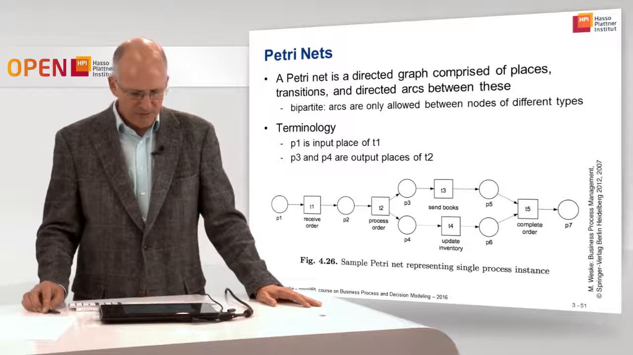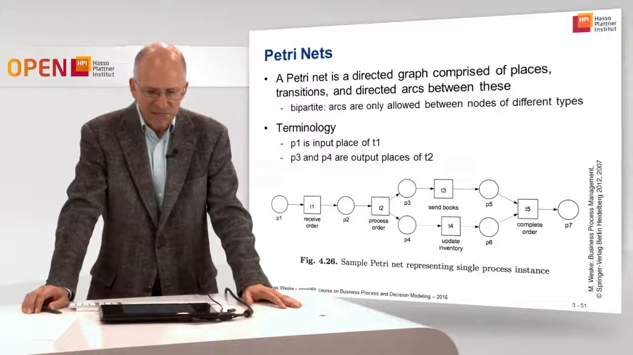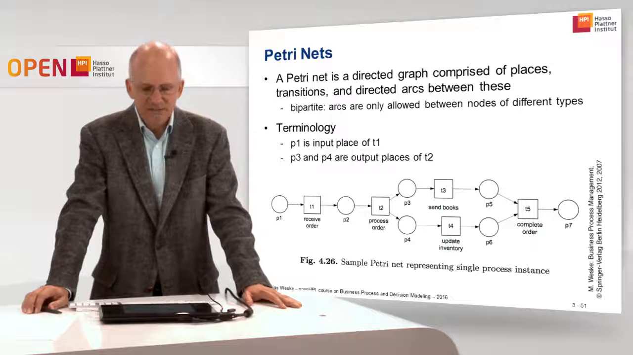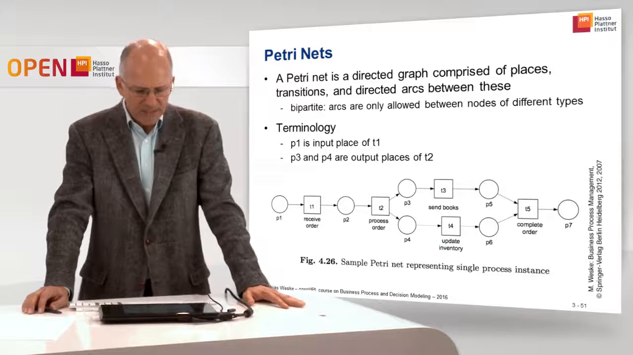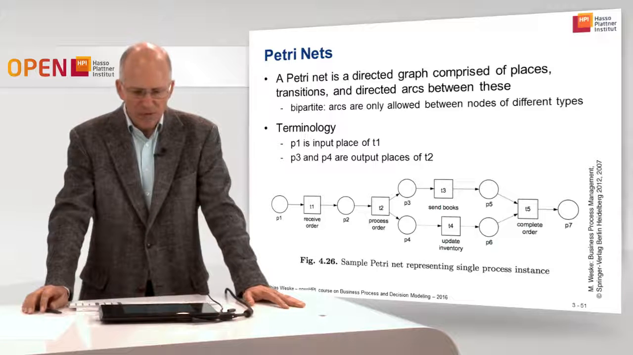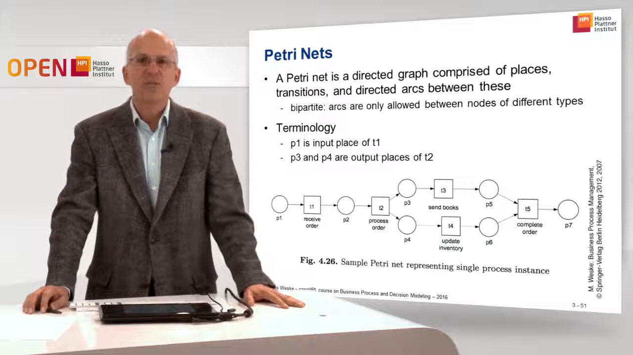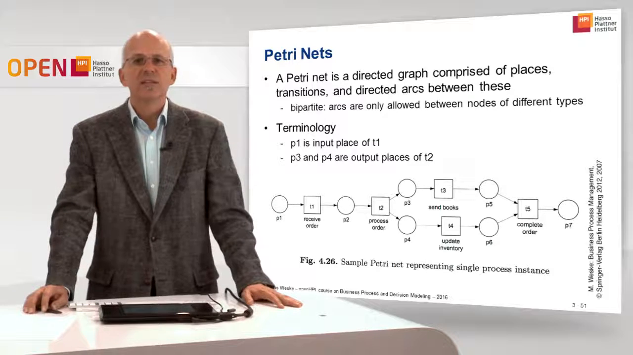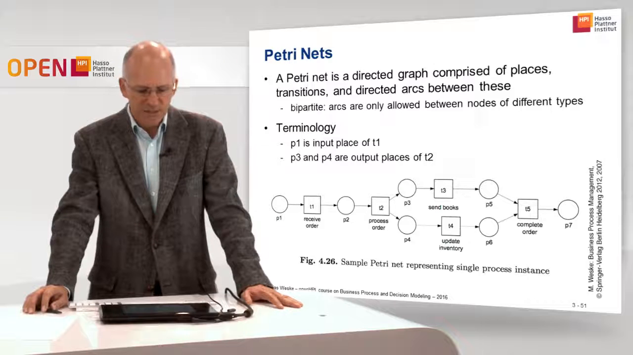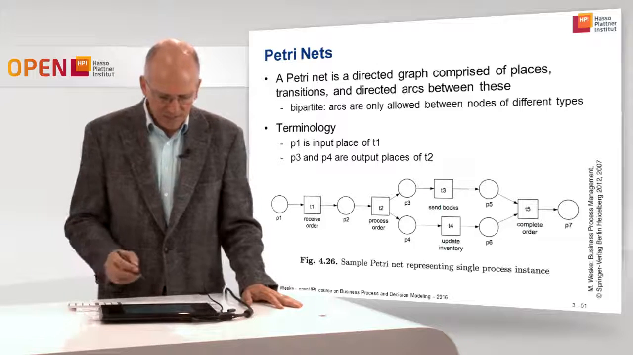All right, so a Petri net is a directed graph comprised of places, transitions, and directed arcs between these. The graph is bipartite, meaning that arcs are only allowed between nodes of different types. So an arc can either go from a transition to a place or from a place to a transition. Arcs between two transitions and arcs between two places are forbidden. All right, let's introduce some terminology.